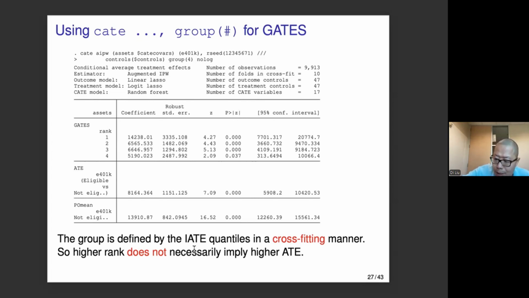The first group is between the 75% quantile and the highest ITEs, and then the last group has the smallest quantiles of ITEs, which basically have the smallest ITE values.